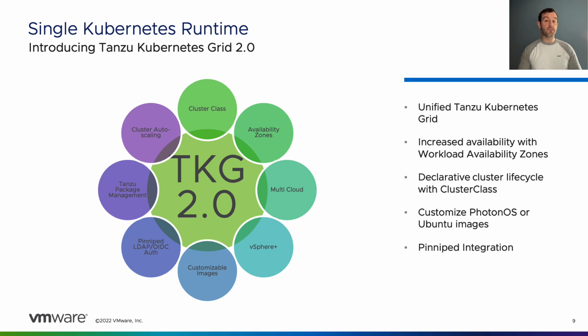There's also a new vSphere 8 feature called vSphere Zones, and this is used to isolate workloads across vSphere clusters and also allow you to stretch or span multiple vSphere clusters for maximum availability and resource consumption. Cluster class is a declarative way to specify your cluster's configuration through the open source Cluster API project. Photon OS and Ubuntu images can now be customized and then saved back into the content library for use in Tanzu Kubernetes clusters. And we're bringing Pinniped integration to both the supervisor cluster and TKG clusters as well for federated identity management.